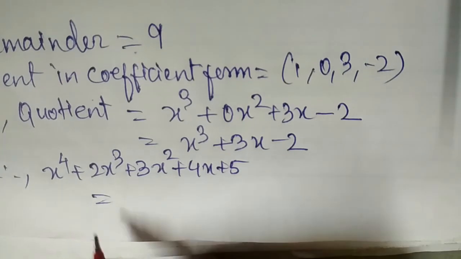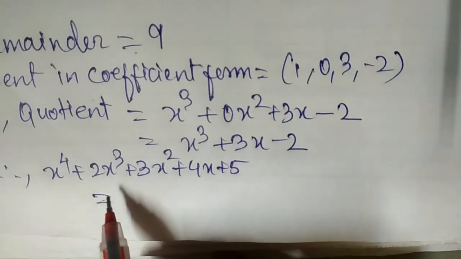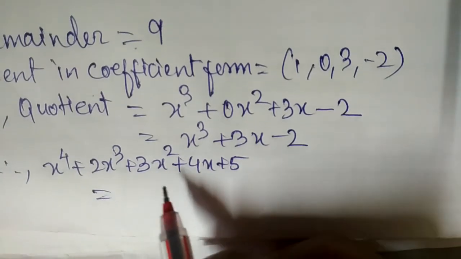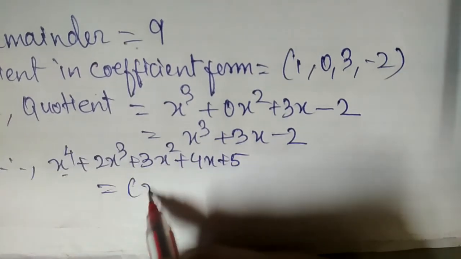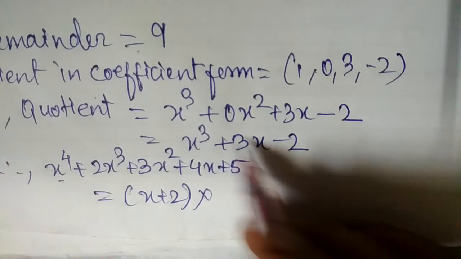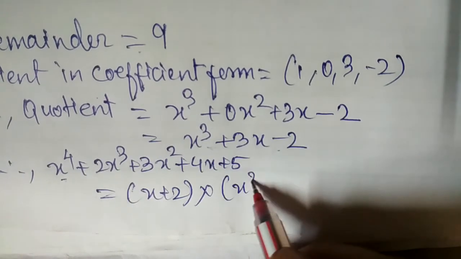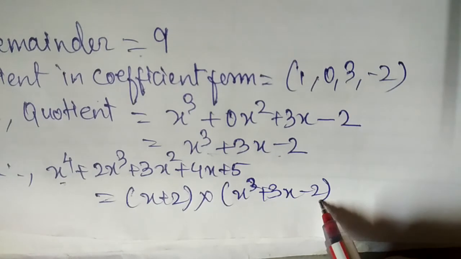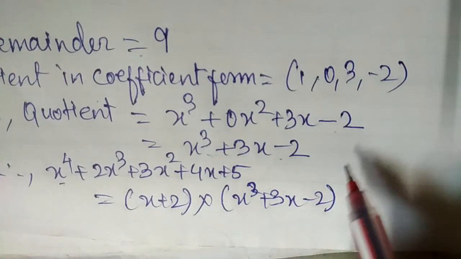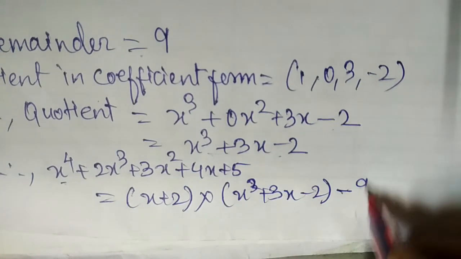So the value in the form dividend equals to divisor multiply quotient plus remainder. So first of all it is written the dividend. So here divisor is x plus 2 multiply the quotient we get, x square plus 3x minus 2, and the remainder is 9. So that we will write it.